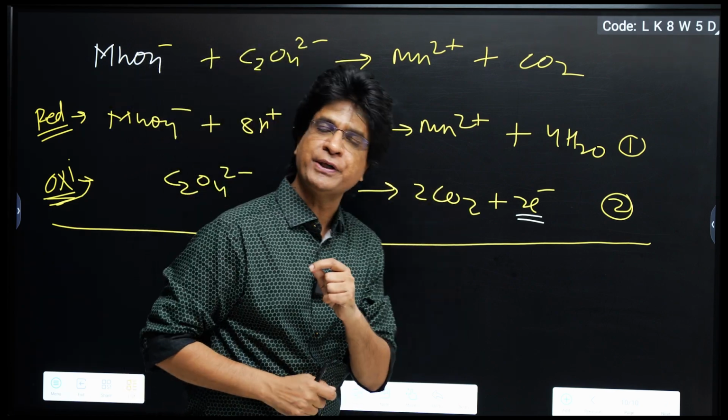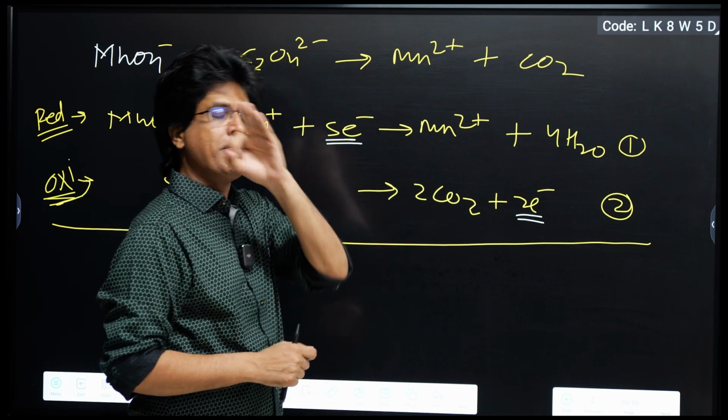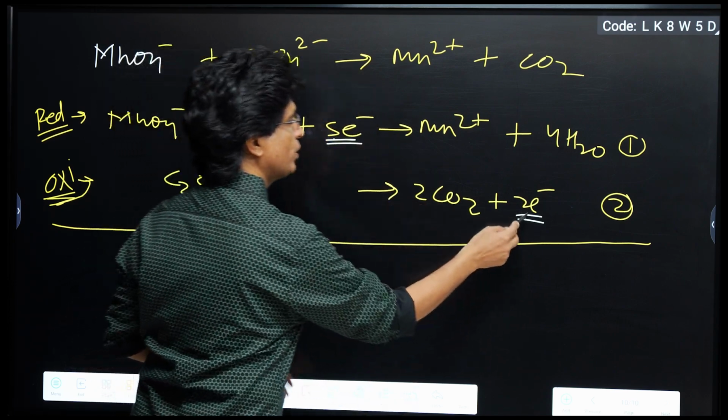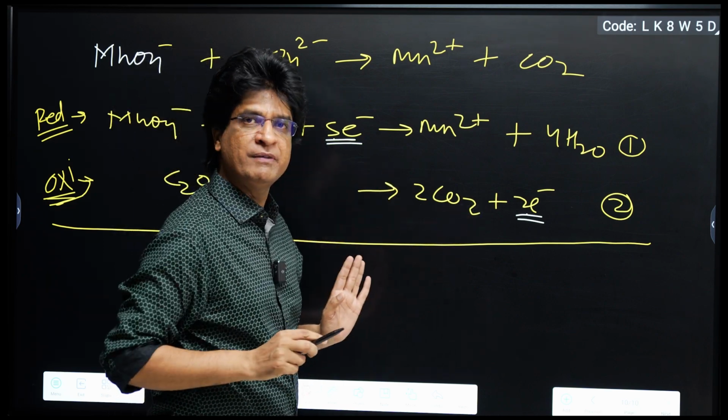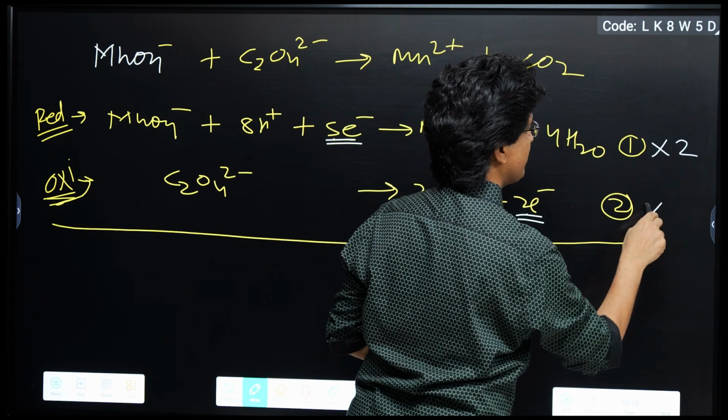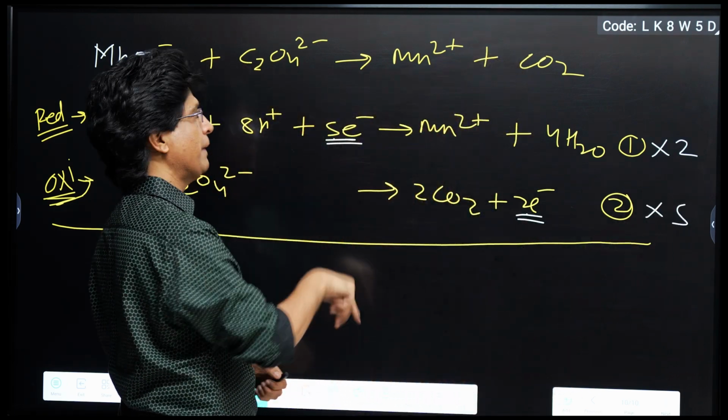How can we eliminate the electrons? By cross multiplying by the smallest possible numbers. Okay, so 5 and 2, I believe there is nothing common between these two, so I can multiply this by 2 and this by 5. So this is what will happen.